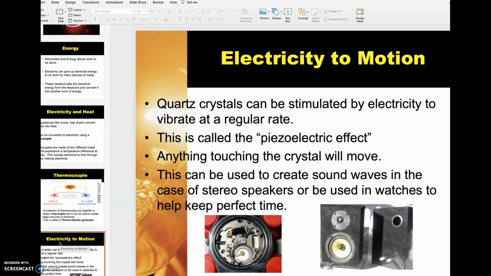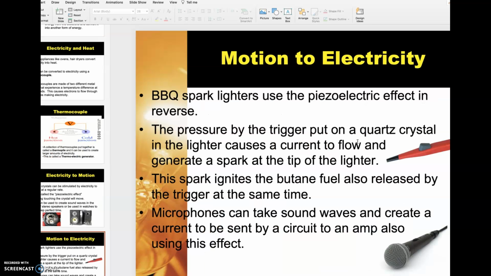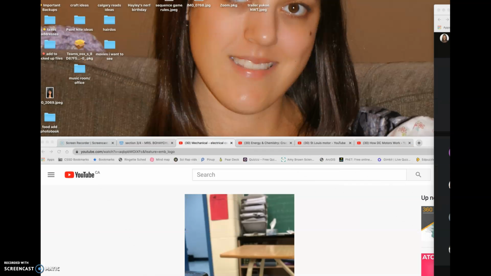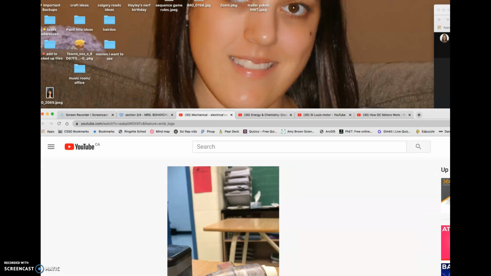So this is a fancy one about electricity to motion called the piezoelectric effect. You can learn more about that in Mr. Bohachev's physics class. But I would like to switch to generators though, when we're talking about changing mechanical energy to electrical energy.